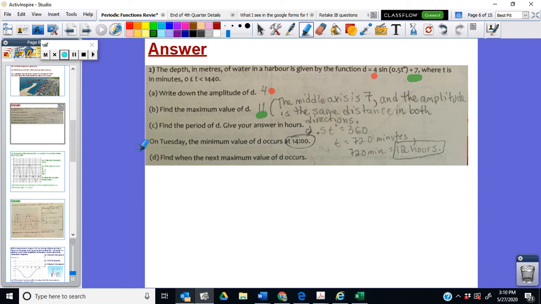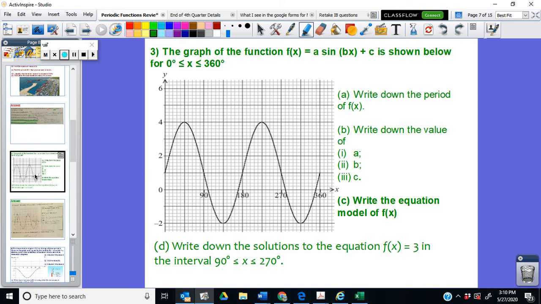Now, part C, this minimum, there seemed to have been an error there. So I found this problem in an old IB textbook, and I would just ignore part D. It doesn't make sense. Next question.